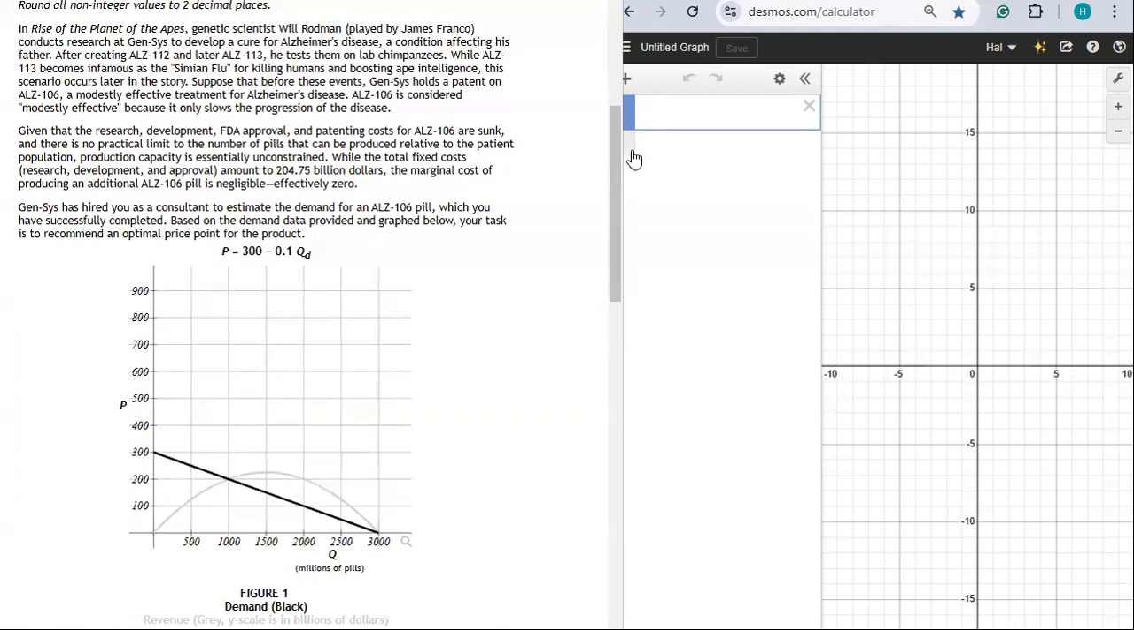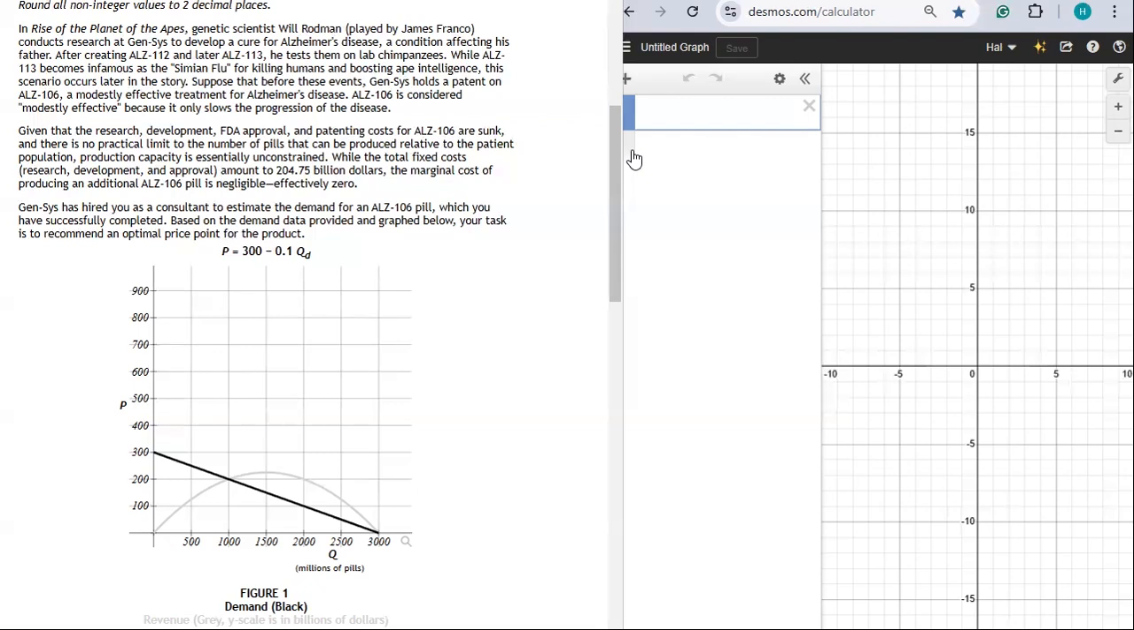In Rise of the Planet of the Apes, genetic scientist Will Rodman, played by James Franco, conducts research at Genesis to develop a cure for Alzheimer's disease, a condition affecting his father. After creating ALZ-112 and later ALZ-113, he tests them on lab chimpanzees. While ALZ-113 becomes infamous as the simian flu for killing humans and boosting ape intelligence, this scenario occurs later in the story. Suppose that before these events, Genesis holds a patent on ALZ-106, a modestly effective treatment for Alzheimer's disease.